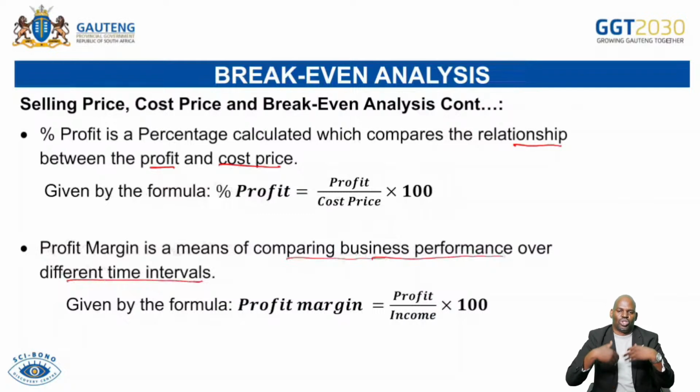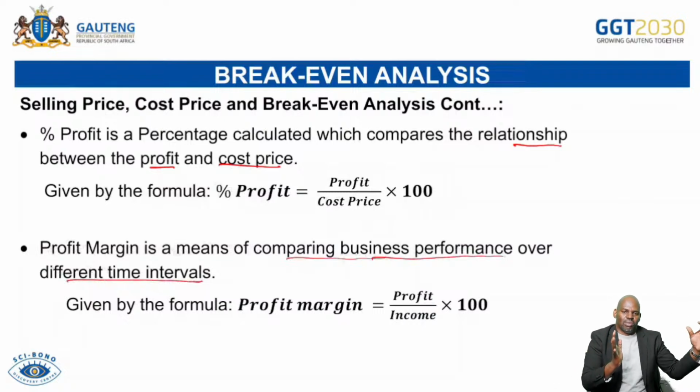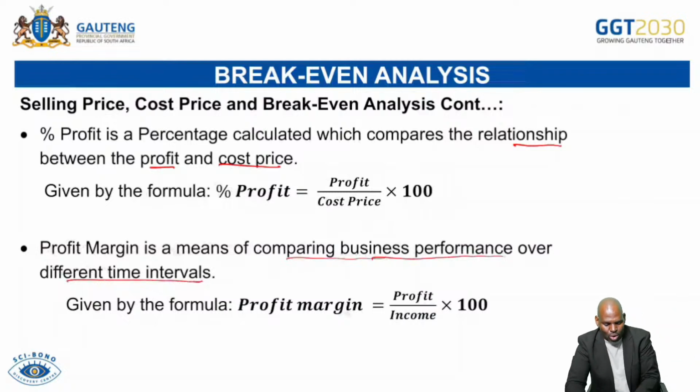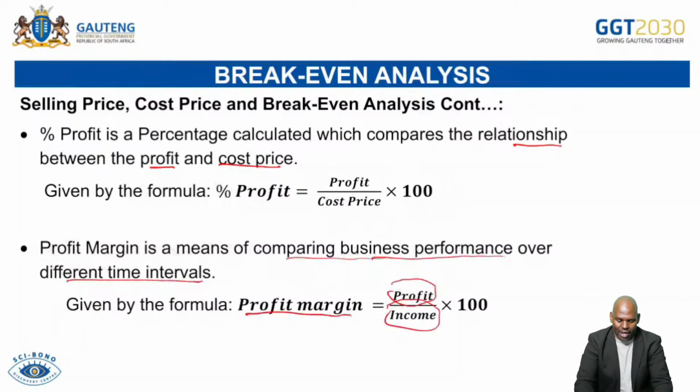So in other words, if you want to check if your business is doing well over time, you might need to check this maybe after 6 months. You want to check for the past 6 months, how did my business perform? Was it doing well? Was it doing badly? So in that case, you're going to use a profit margin where you're going to say profit over income multiplied by 100.